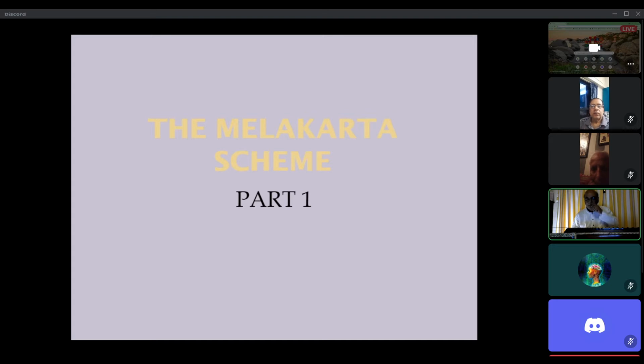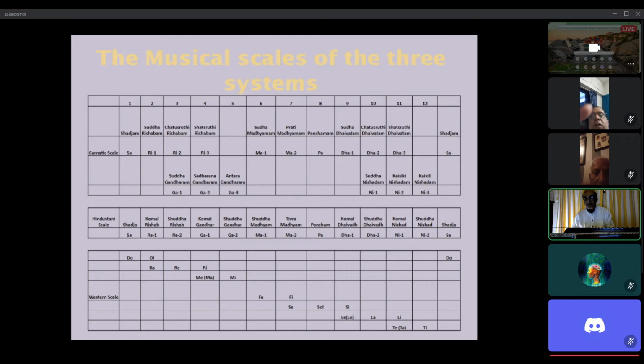Kala has already put this up in, I think, the Google Drive. Kala did a comparison of the three systems of music in terms of the notes and their nomenclature, and she did it in a vertical format, and I've just transformed the same thing into a horizontal format. It starts with the Carnatic scale, and then we have the Hindustani scale, and then we have the Western scale. I must straight away confess first that I put this up for completeness.